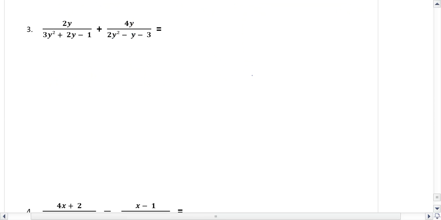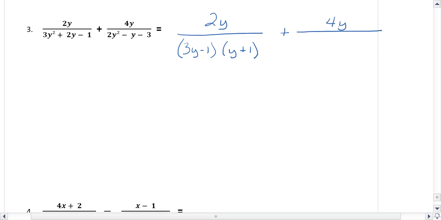All right, in this example, I have a lot of factoring to do in the denominators. They are both diamond box problems. So again, to save time, I'm just going to do the factoring. And if I did this correctly, I ended up with 3y minus 1 and y plus 1 for the first fraction factored, and then for the second fraction I ended up with 2y minus 3 and y plus 1.